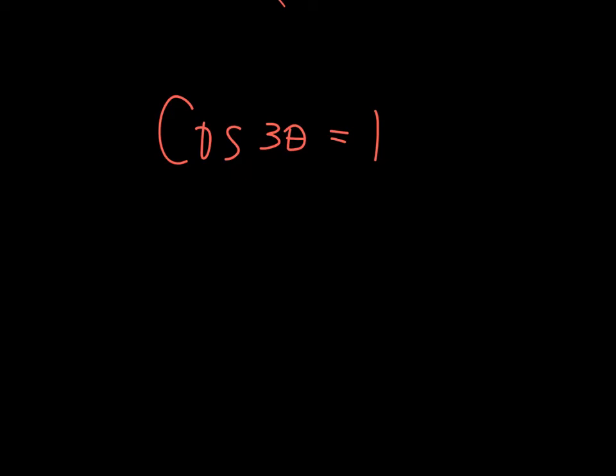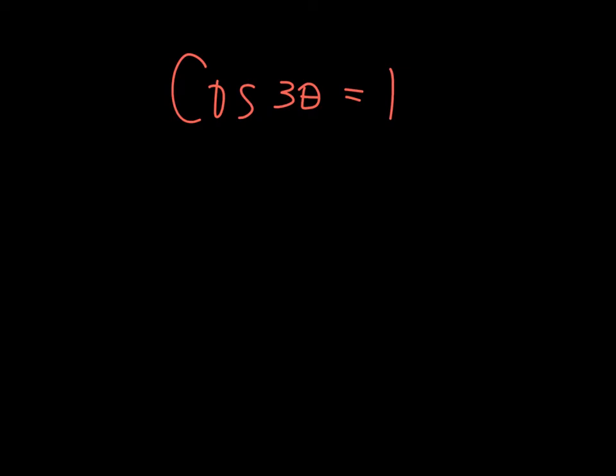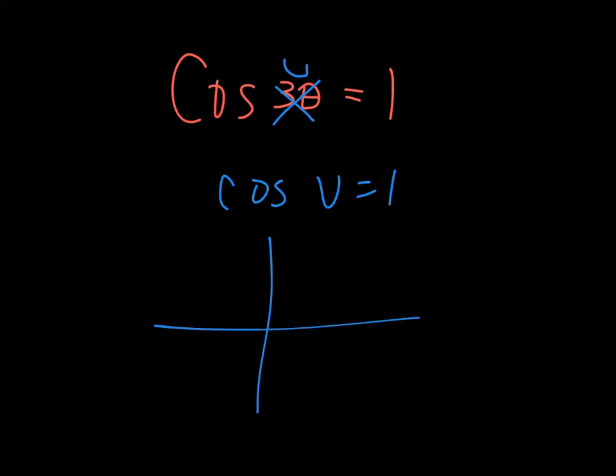Okay, so now, who remembered that we replaced this with a u? Remember? Okay, good. Then this is cosine of u equals 1. And then you do the whole thing where you go, oh, cosine's the x. And where is x equal to 1? And did you realize it was that spot? And therefore it's 0? I know that's weird, but then u must equal 0.